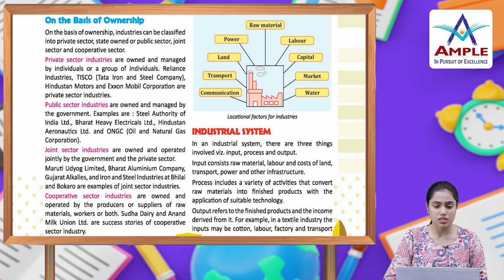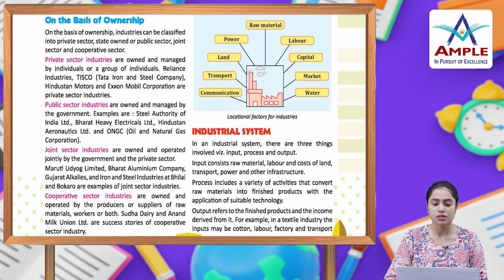Public sector industries are owned and managed by the government. Examples are Steel Authority of India Limited, Bharat Heavy Electricals Limited, Hindustan Aeronautics Limited and ONGC, Oil and Natural Gas Corporation. Joint sector industries are owned and operated jointly by the government and the private sector.